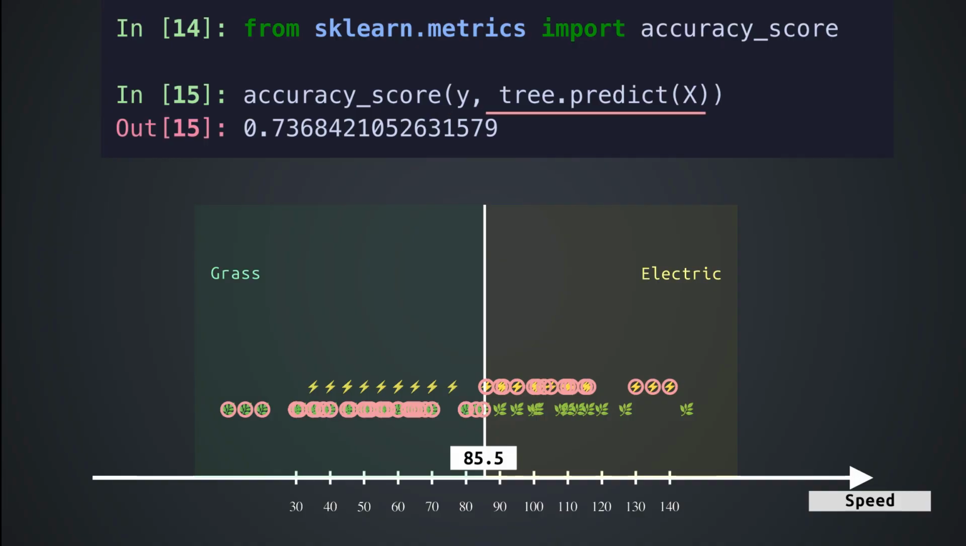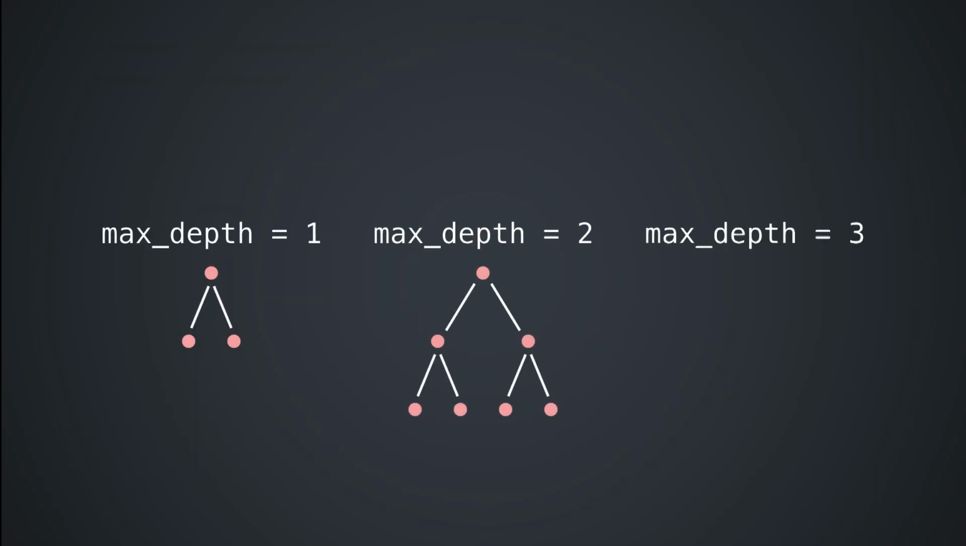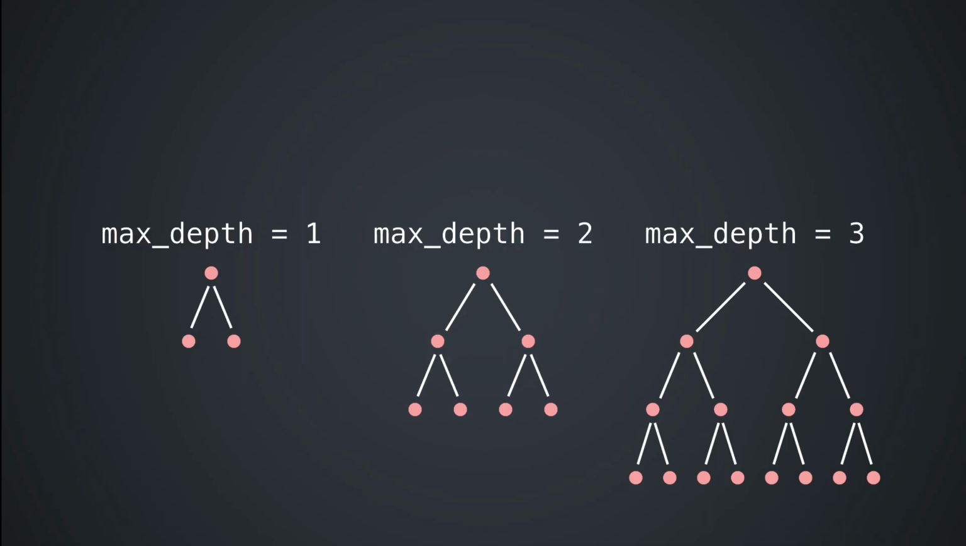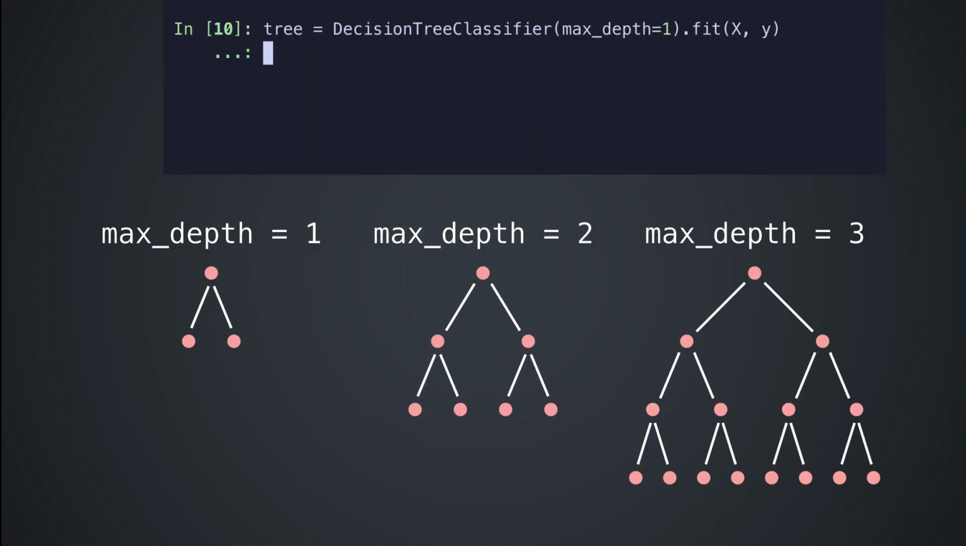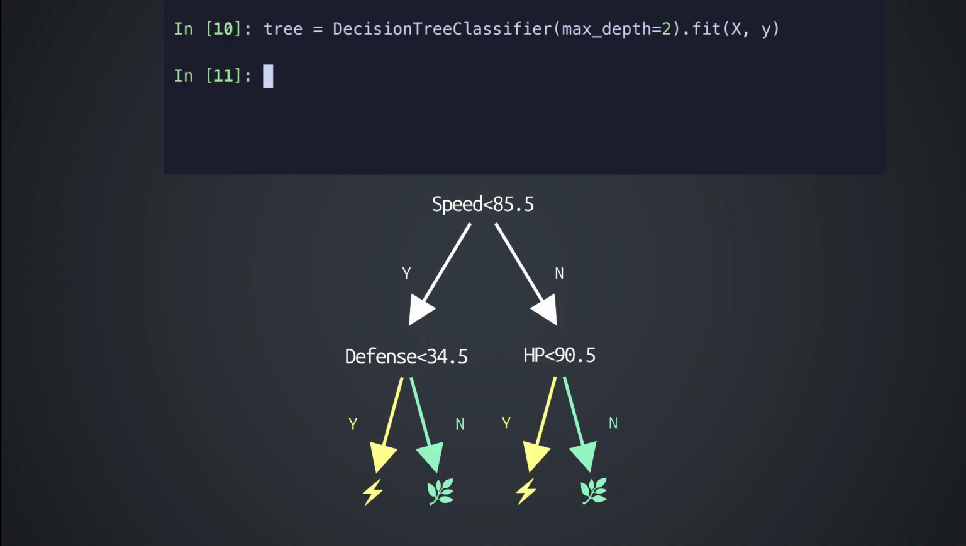To improve the accuracy, we can increase the depth of the decision tree, which controls how many features our tree looks at before reaching a conclusion. Or in other words, how many yes or no questions we ask before we reach a prediction. This can be done through the variable max depth that we pass to the fit function. Increasing this variable to 2 leads to the following tree.